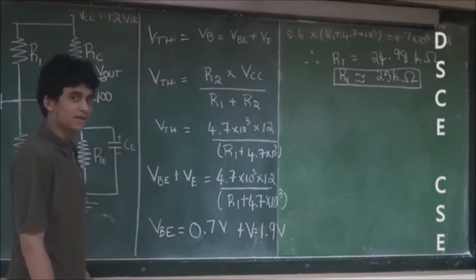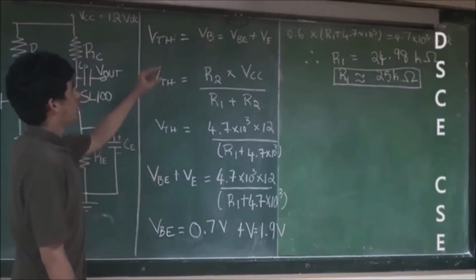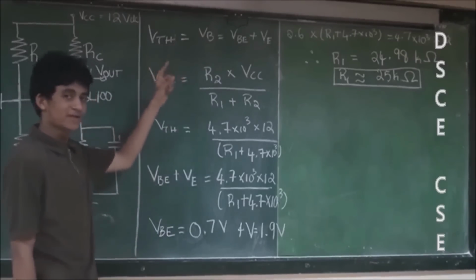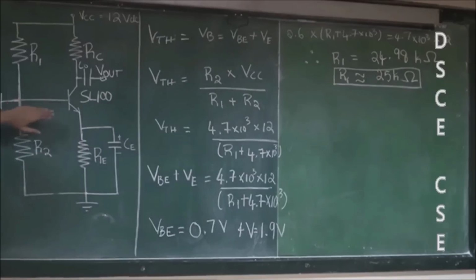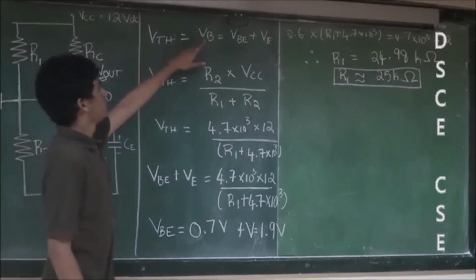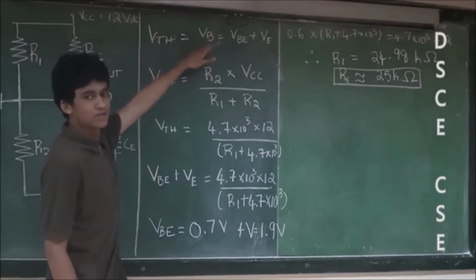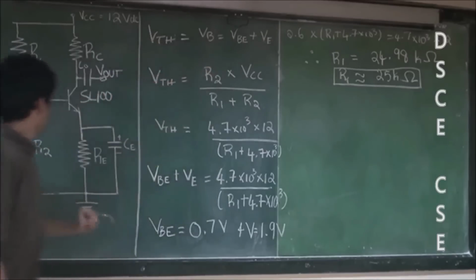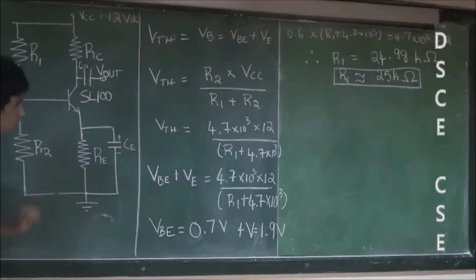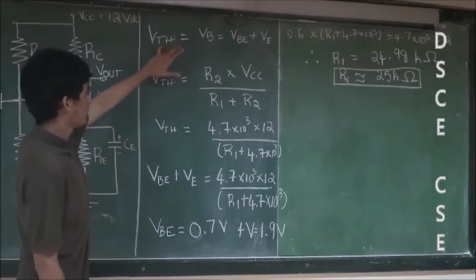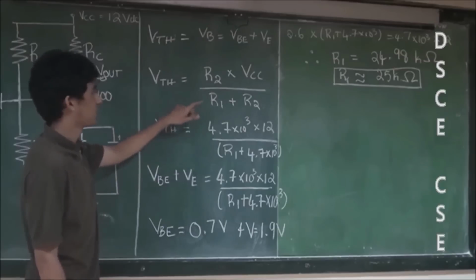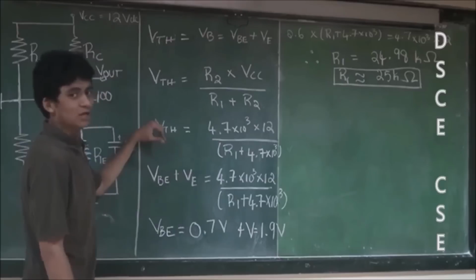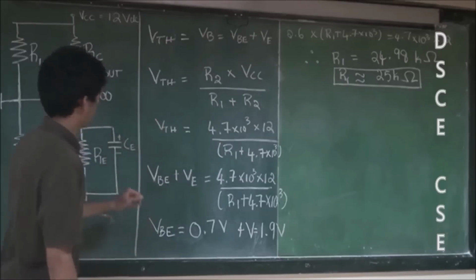We next need to calculate the VTH value. VTH is basically the voltage at the input, VB, which is the voltage between the base and the ground. We have this equation, VTH equals VB equals VBE plus VE. So we have another equation, VTH equals R2 into VCC divided by R1 plus R2. We have this equation from the voltage divider rule.